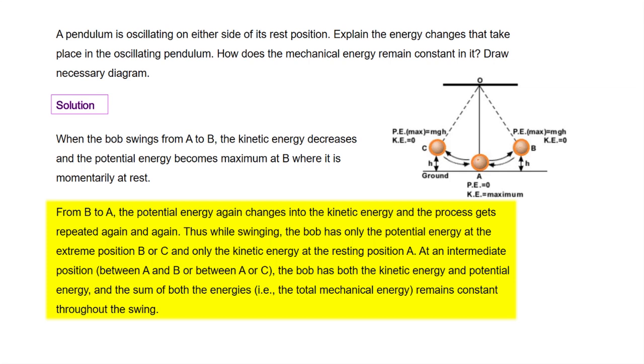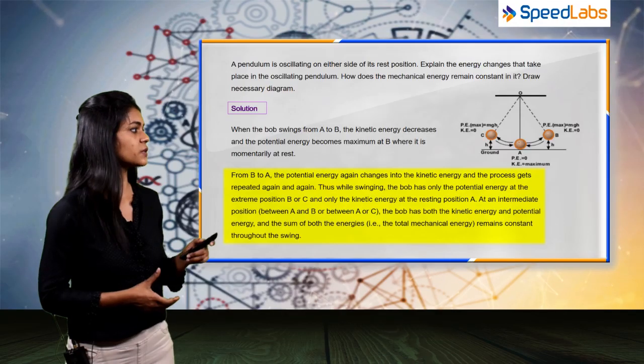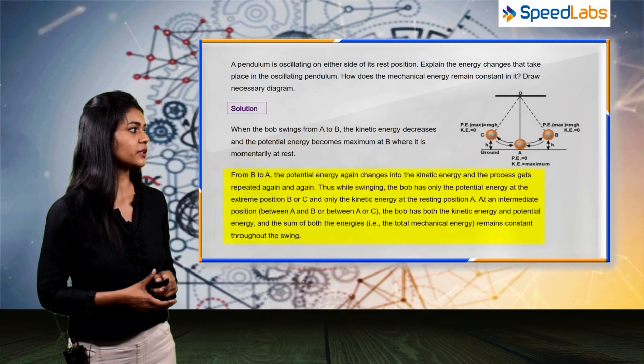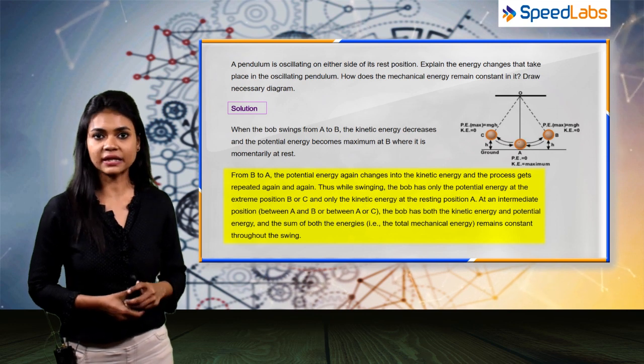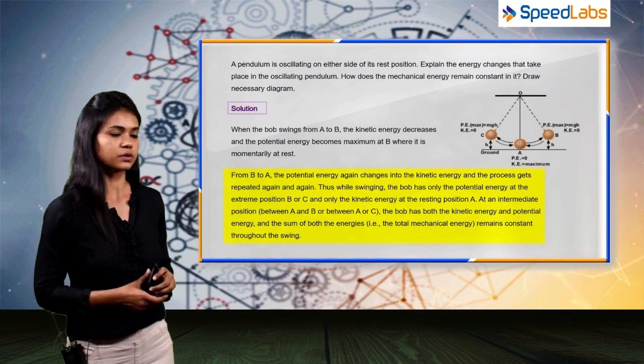At an intermediate position between A to B and A to C, it has both kinetic energy and potential energy. But the sum of the kinetic energy and potential energy is constant. So we can say that the total energy, that is the total mechanical energy, is constant throughout the swing.